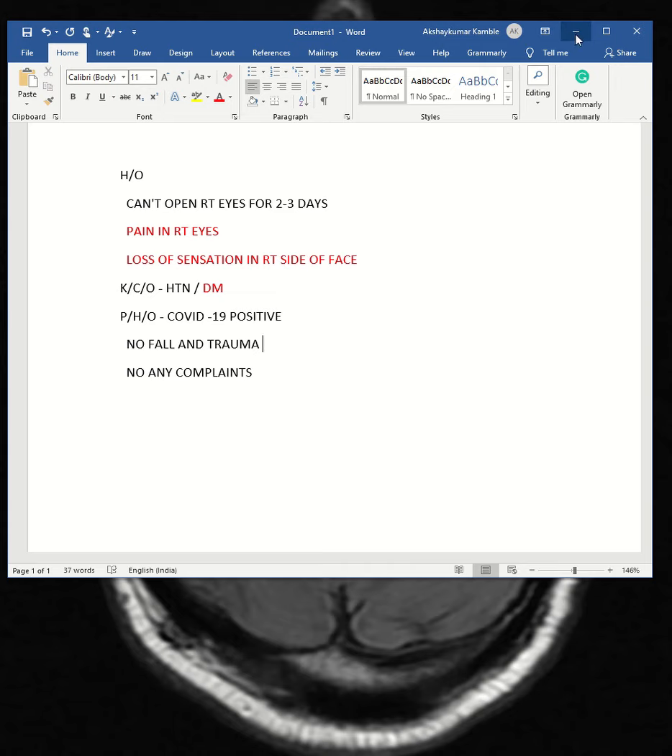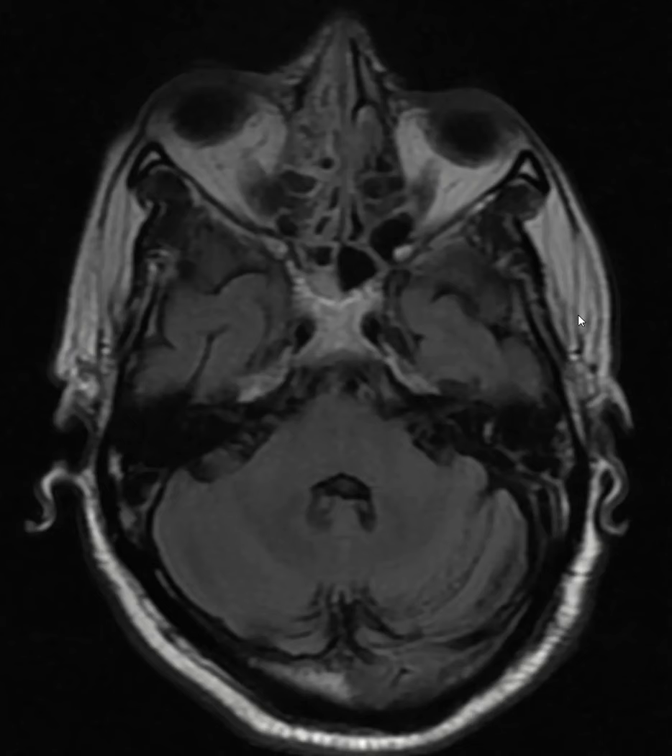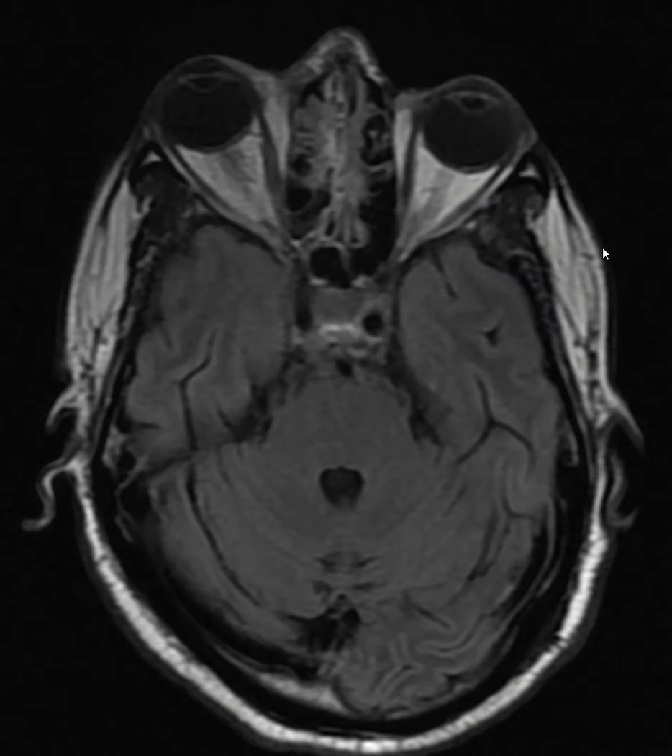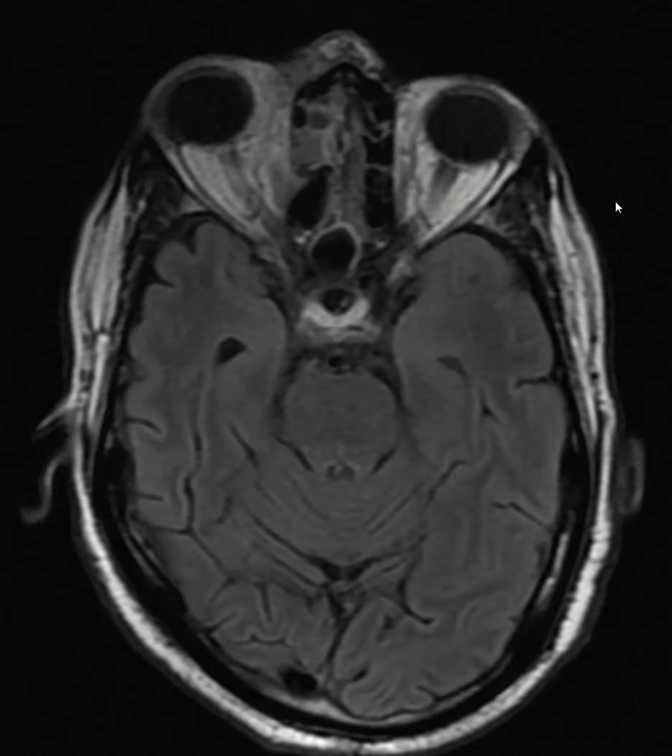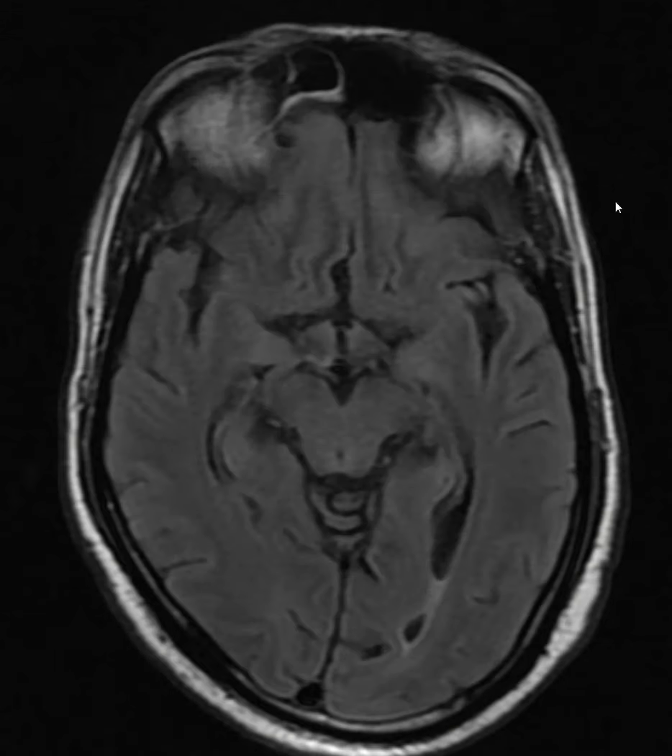And so this is going to be a quiz case, so I'm not going to tell you why my differentials. I'm just going to show you findings, and you guys will put the differentials in the comment box, and tomorrow I will tell you what I think should be the differential. Let's see. FLAIR image. I will just scroll first.